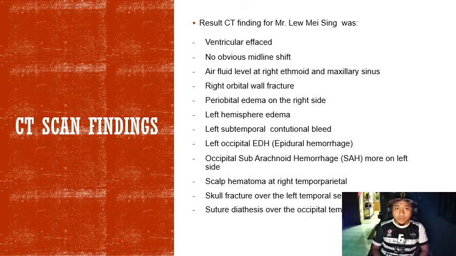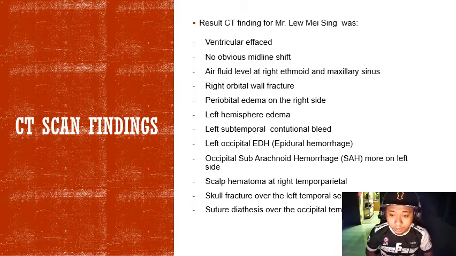The CT scan findings for Mr. Liu Messing: ventricular effacement, no obvious midline shift, air fluid level at the right ethmoid and maxillary sinus, right orbital wall fracture, periorbital edema on the right side, left hemisphere edema, left subtemporal contusions with bleed, left occipital EDH or epidural hemorrhage, occipital subarachnoid hemorrhage, SAH more on the left side, scalp hematoma and right temporoparietal scalp fracture, fracture over the left temporal segment, and suture diastasis over the occipital region.